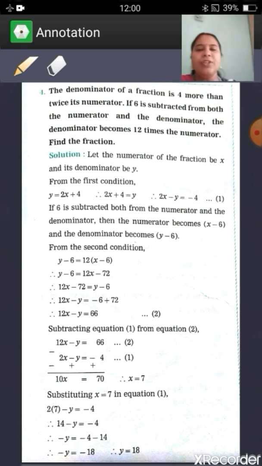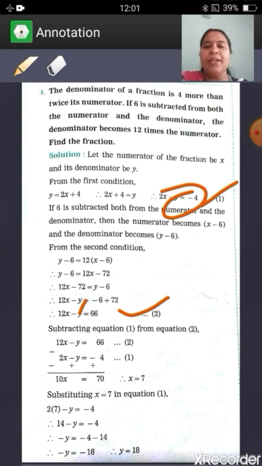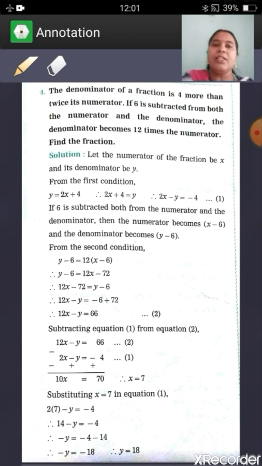So the equation reduces to 12x minus y is equal to 66. Put it as equation number 2. Equation number 1, as you can see, we had 2x minus y is equal to minus 4. Now both y variables, you look at it, it is minus y and minus y here. They are same terms with same coefficients. So I just have to subtract, same sign, subtract.